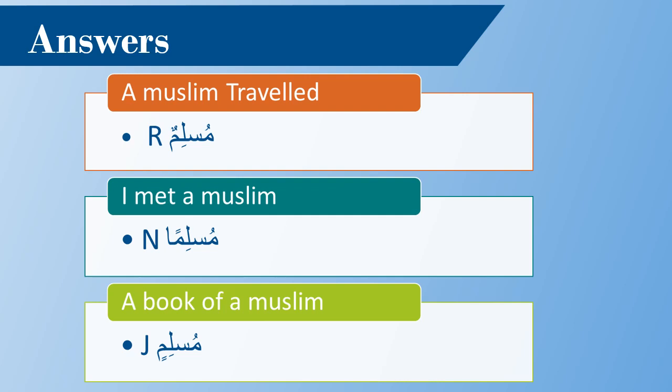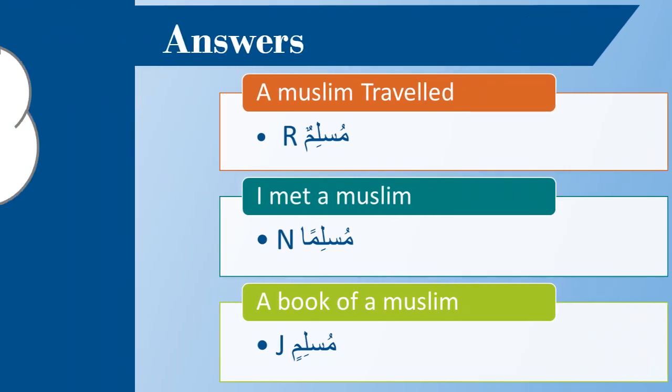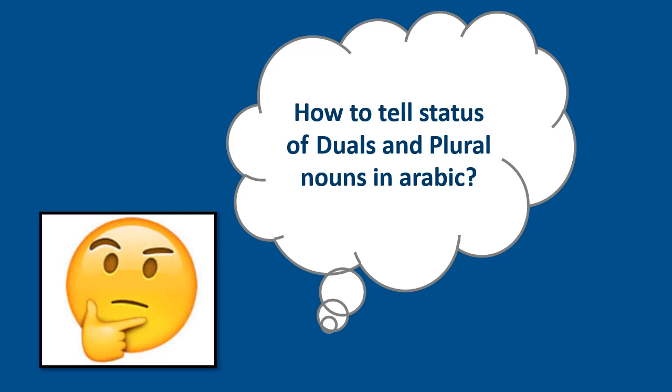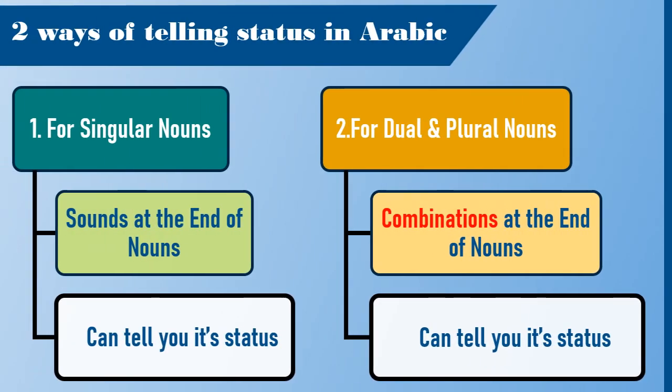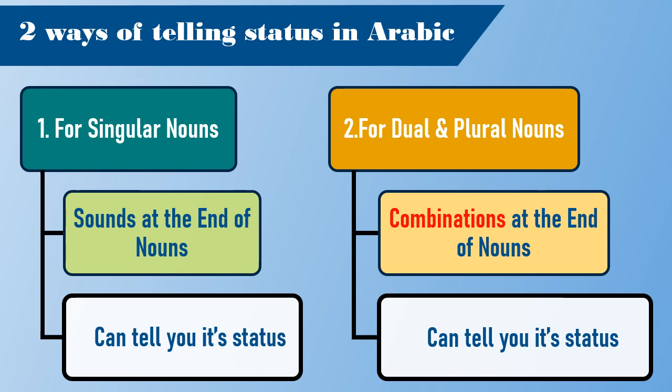Until now, all the examples we looked at were of singular nouns, and we figured out the ending sounds of singular nouns can tell us the status in Arabic. But how to tell the status of duals and plural nouns in Arabic? Do we also look at the ending sounds for dual and plurals? No. For singular nouns, the sound at the end of the noun will tell us the status. But for dual and plural nouns, combinations at the end of the nouns will tell us the status. I'll explain what I mean by combinations.